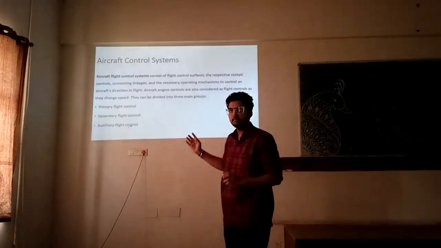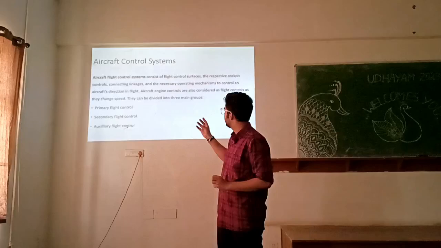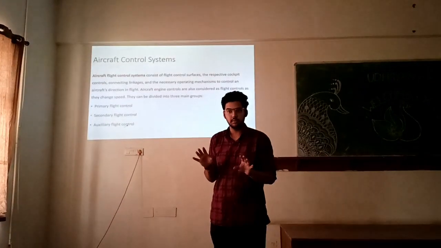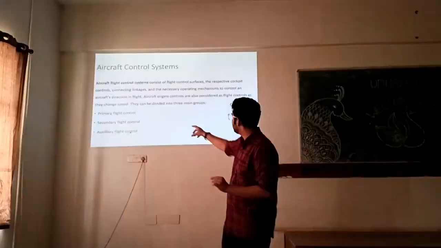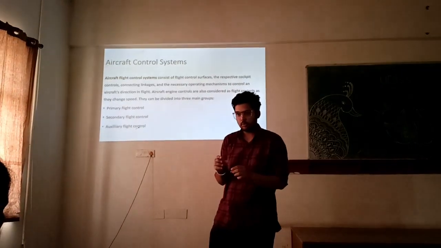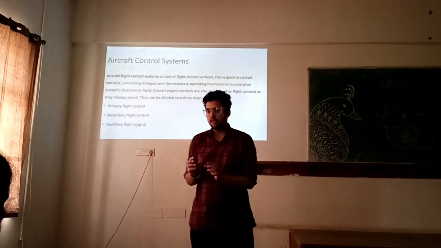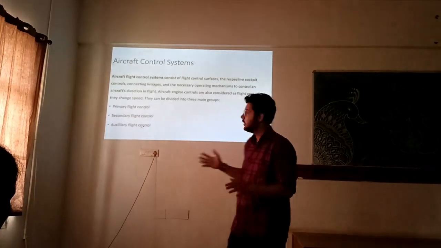Next slide, please. Here you can see the primary, secondary, and auxiliary controls. Primary are those like ailerons, and flaps and the like are secondary, and in the tertiary ones, in the flaps also, some middle parts are there. These are responsible for controlling the aircraft surface.